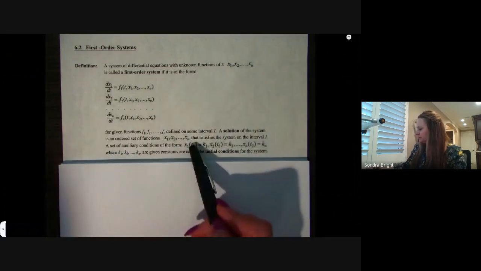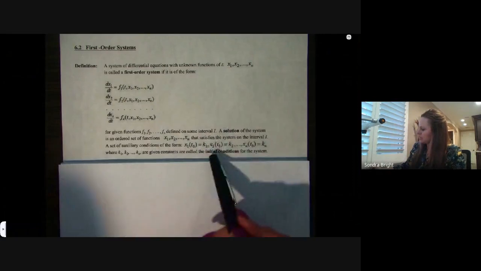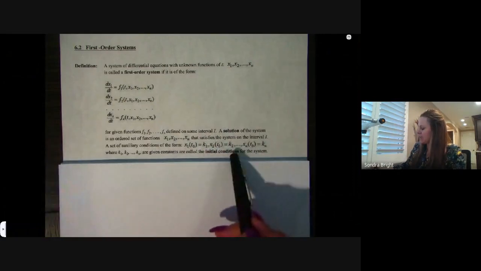A solution of the system is an ordered set of functions, x1 through xn, that satisfies the system on the interval. And then a set of auxiliary conditions of the form x1 of t naught is equal to k1 and x2 of t naught is equal to k2, all the way through kn, where all of these k's are given constants. These are called the initial conditions for the system.